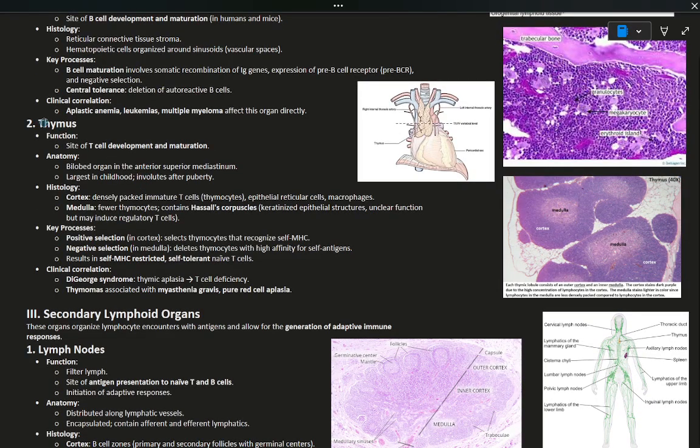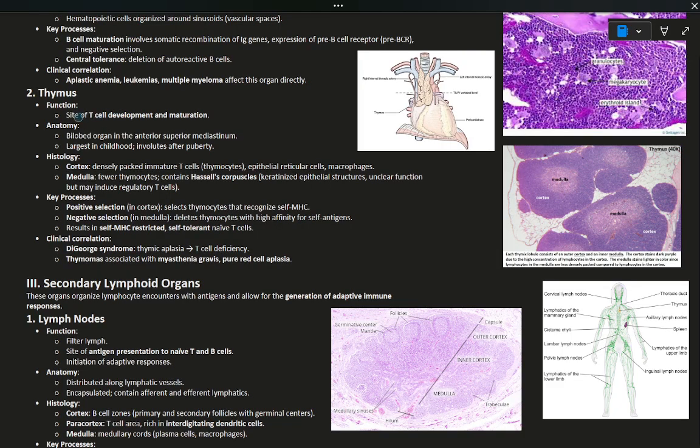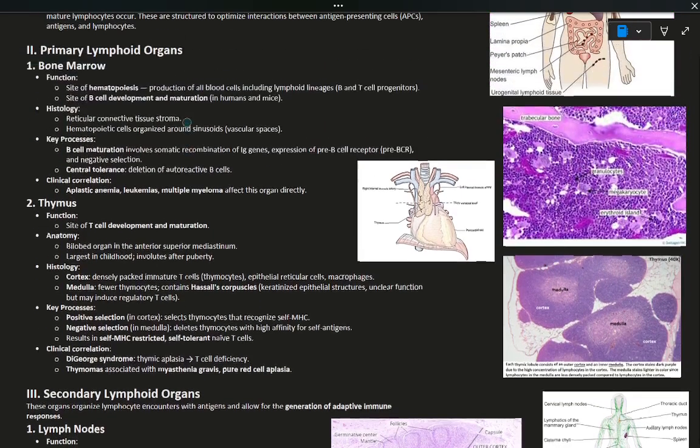Now let's talk about the thymus. So the function of the thymus is to initiate T cell development and maturation. The way I remember that is that thymus begins with the letter T, and T cell contains the letter T. So that can help you to remember that T cell development and maturation occurs in the thymus, while B cell development and maturation occurs in the bone marrow, because bone marrow contains the letter B, and then B cell also has the letter B.